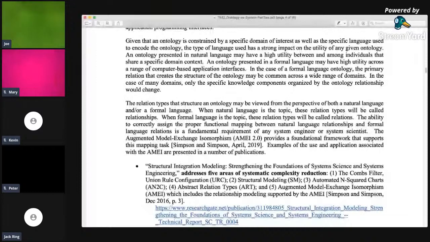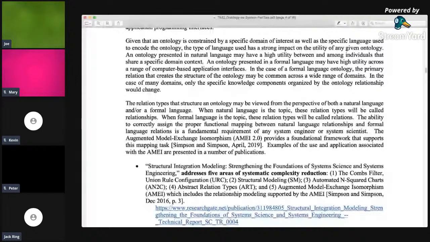And so what we want to do is find an ontology that we can use, and have the tools, either for a formal language or an informal language, that fit our goals. Like, what do we really want to do in this particular activity? And is it better to use a formal language or an informal language, or both? And one of the things that the AMEI supports is the integration of informal language and formal language.